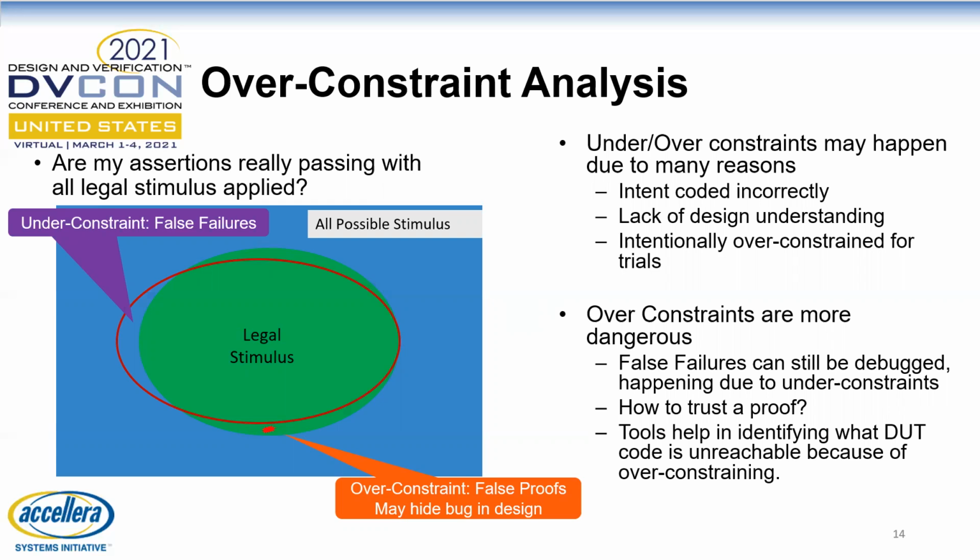Here formal tools can help by identifying all the DUT code which has become unreachable because of the constraints that we have written. They have become unreachable because of the over constraining done by the verification engineer. This kind of feature helps the verification engineer in fixing the constraints to avoid false proofs.